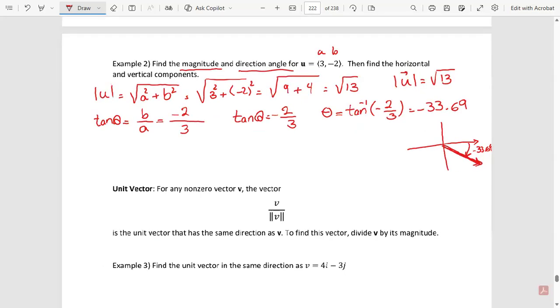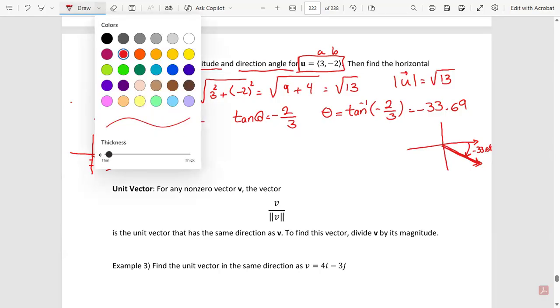You can also show the vector by the vector components, because you know that 3 and -2 is 1, 2, 3, 1, 2. It's over here, so that's your vector. And this is -33.69. But we always represent the direction angle in positive form, because we learn in geometry that the positive direction is a counterclockwise direction. So we need to find this angle.